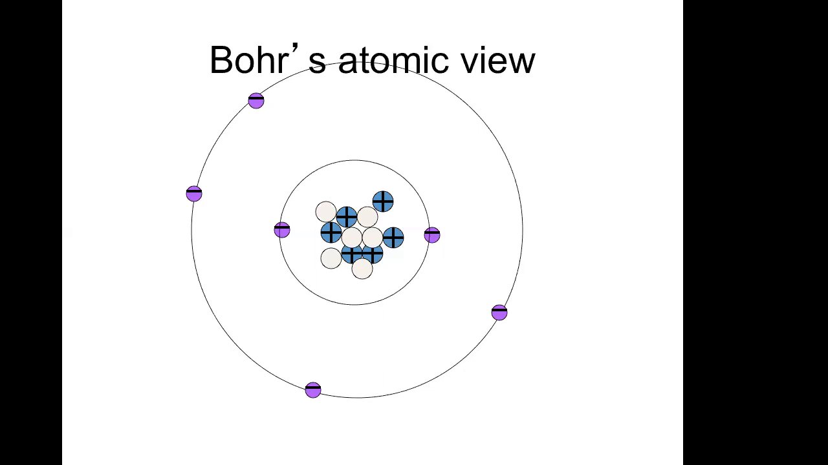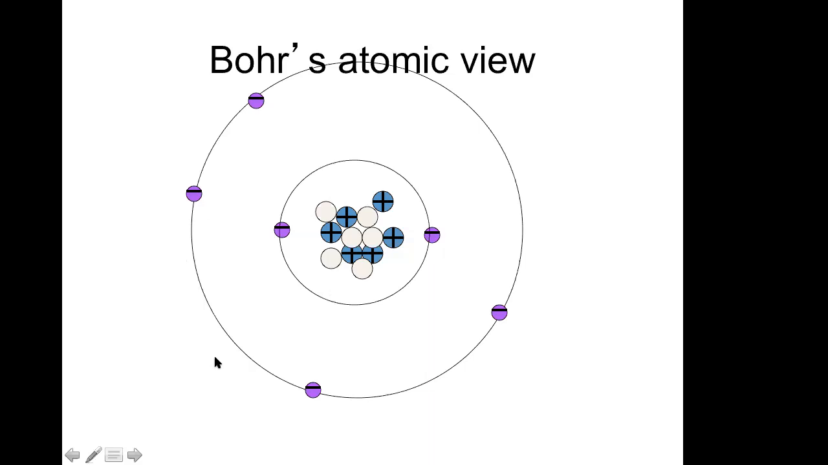So in this model here, I just want to point out that on the first inside ring, there's only 2 electrons, and we're going to see that's kind of the view that we take. And then on the outside, there's more, and we can get up to 8 electrons on the outside.